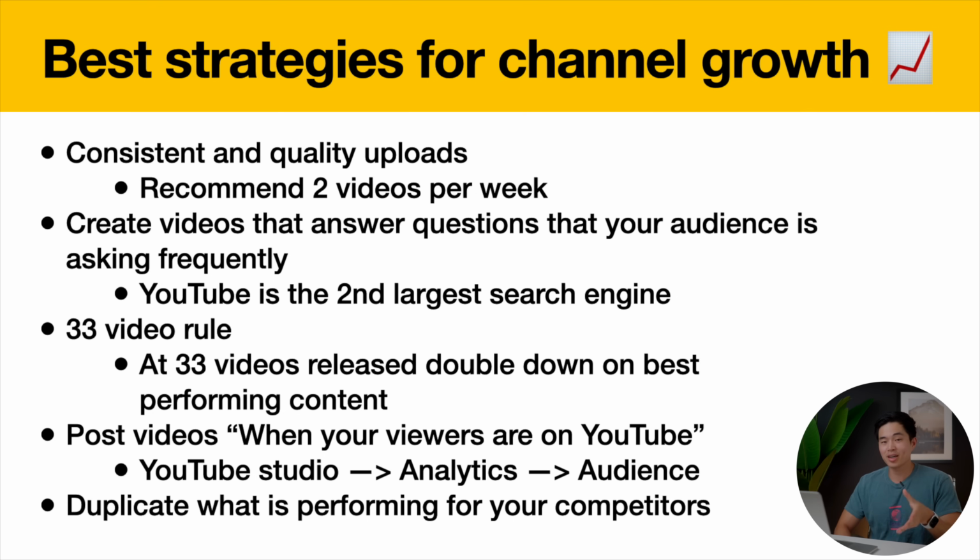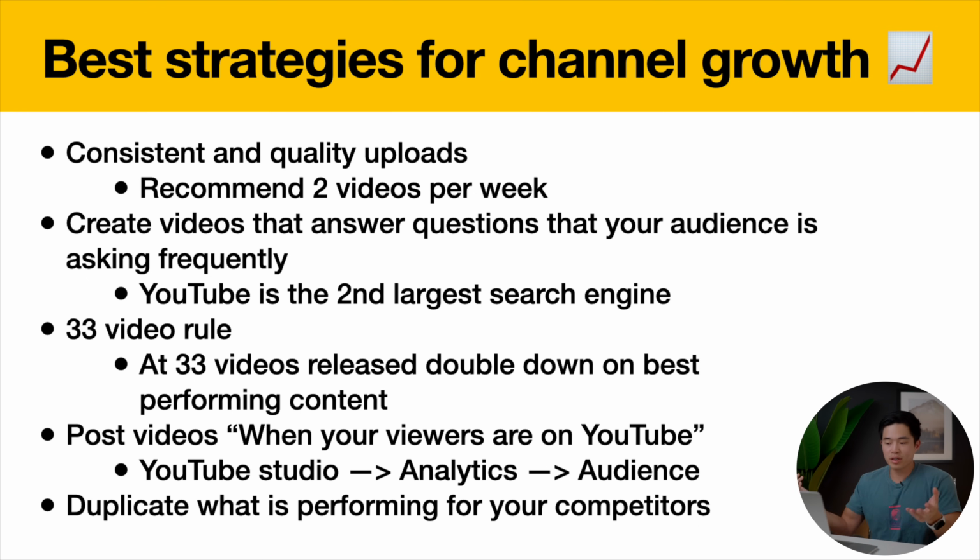Now, one thing I want to tell you guys is the 33 video rule. And this just states that at 33 videos, so once you've posted 33 videos, double down on the best performing content. Go through all the videos, look at the ones that have performed the best, the most views, the most likes, and then start doubling down on that. That's going to really help your channel out.